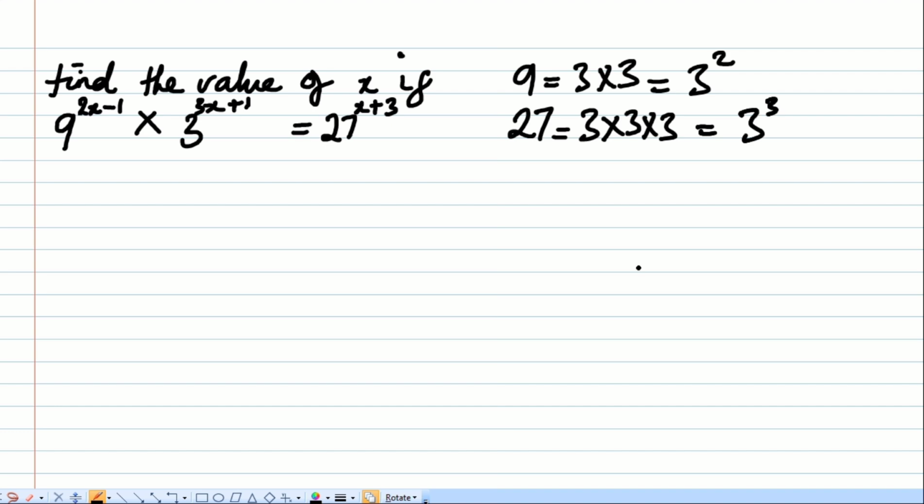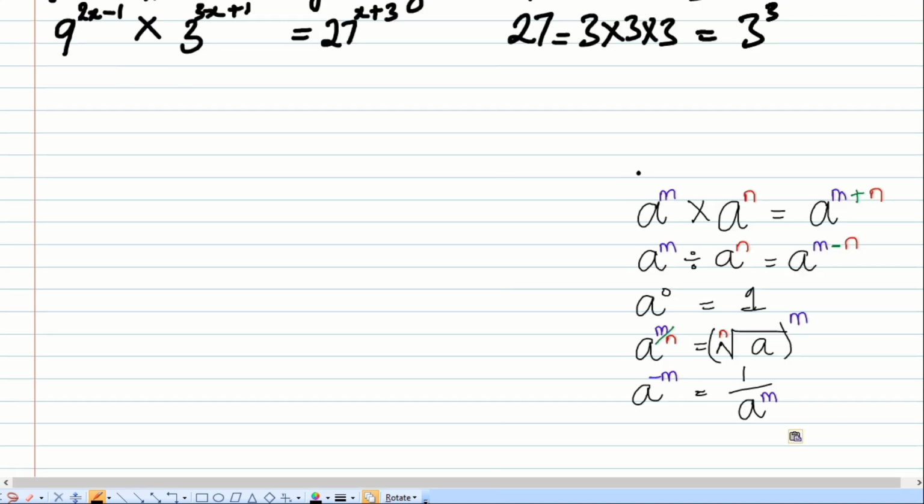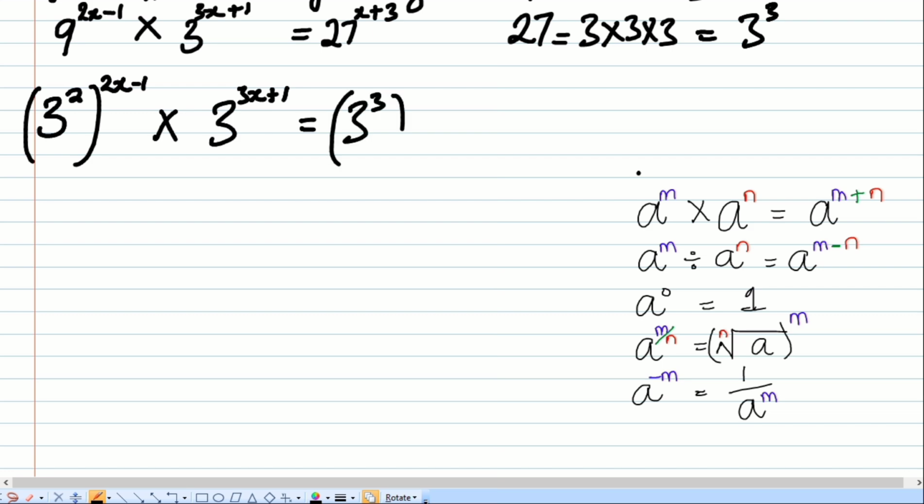So I think I'll just put the laws again. Remember these laws, we're going to be using them to solve. So let's replace 9 with 3 raised to the power 2. However, you see that we have another power there. So 9 is 3 raised to the power 2, and then we also have another 2x minus 1 as a power. So we have 3 raised to the power 2, raised to the power 2x minus 1. Times 3 is just there, so we just have the same thing. And it's equal to 27, which is 3 raised to the power 3, raised to the power x plus 3, because we can't throw this x plus 3 away.